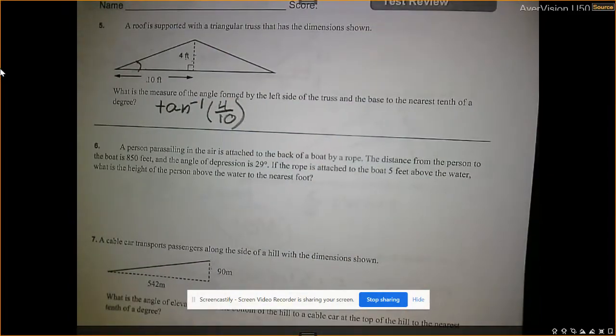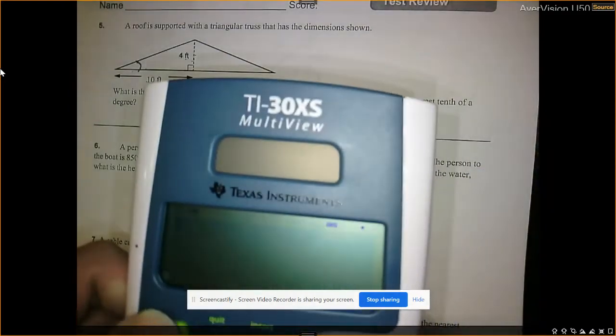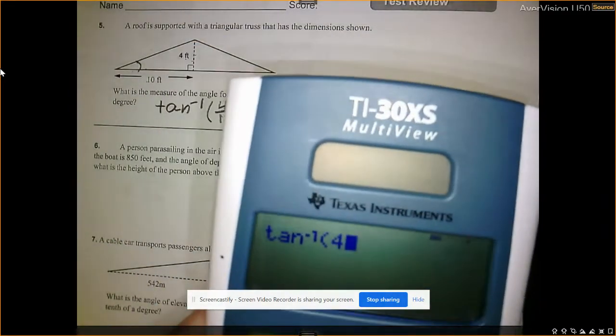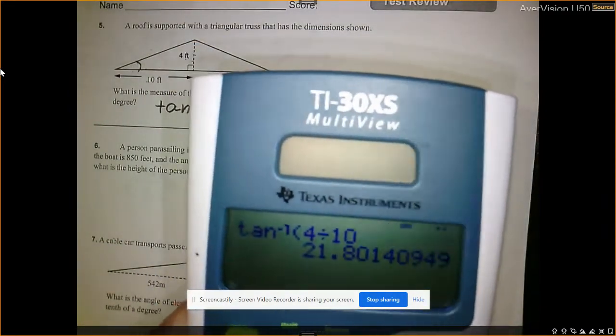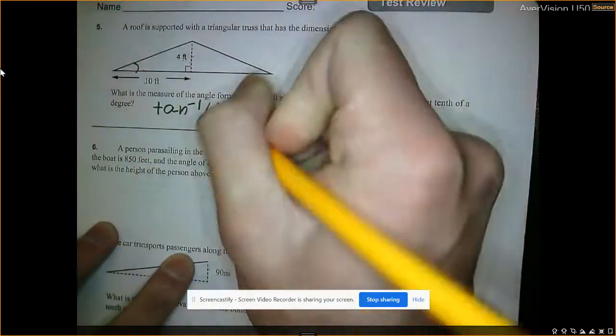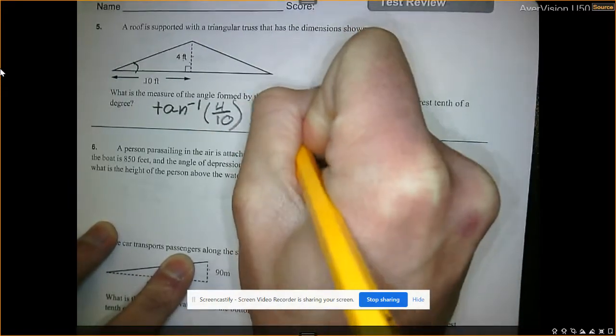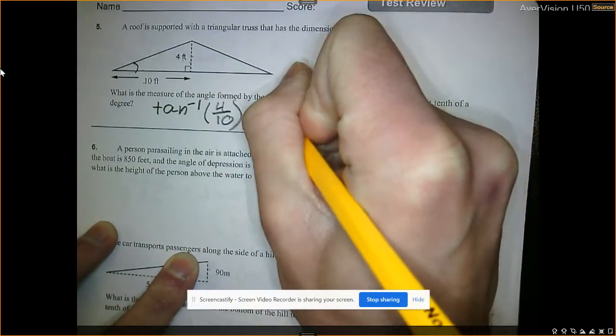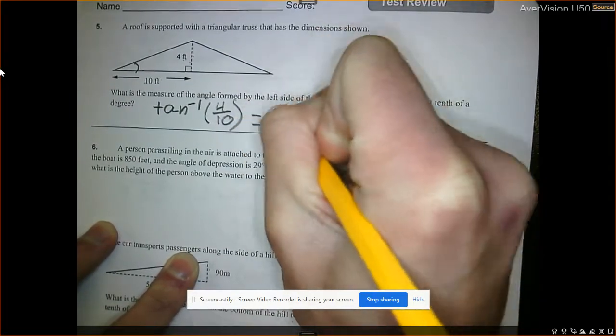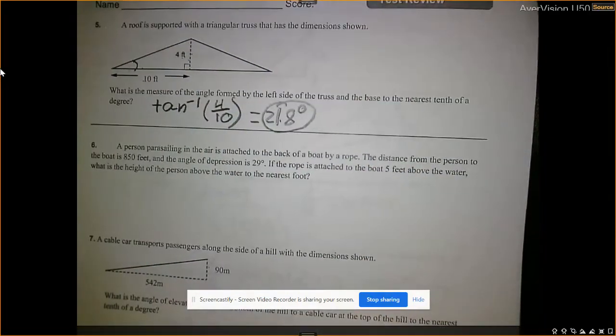And then that's as simple as that. You put that in the calculator. You hit second tangent, 4 over 10, or 4 divided by 10, in other words. That's going to be 21.8. I said 2.8. 21.8 degrees when you round.